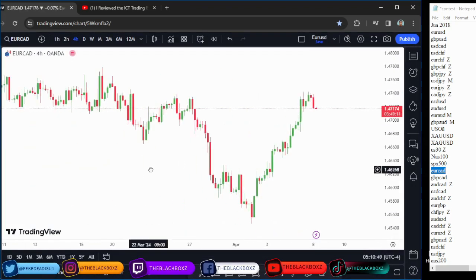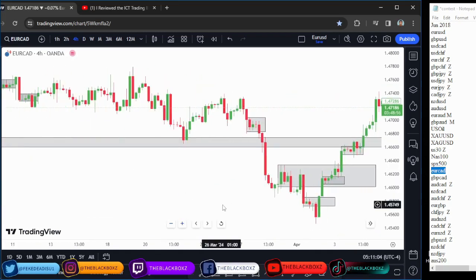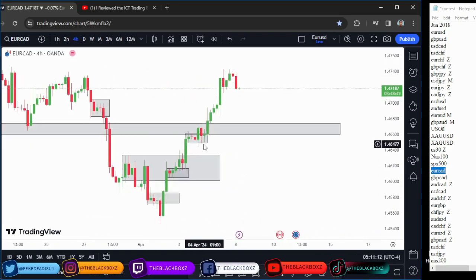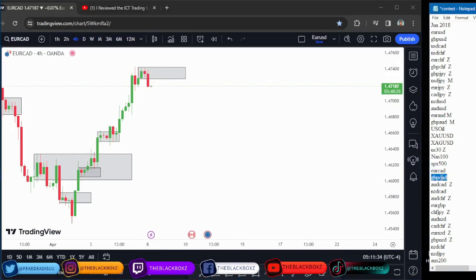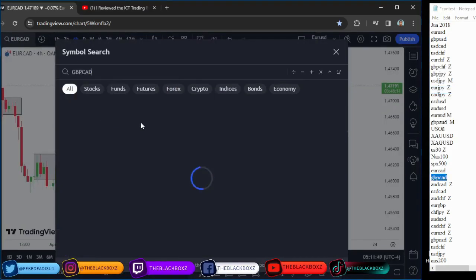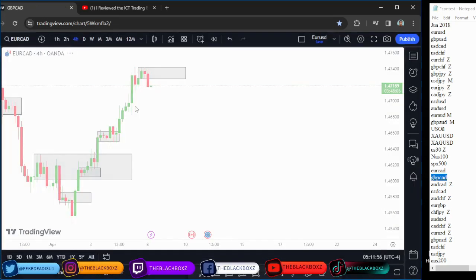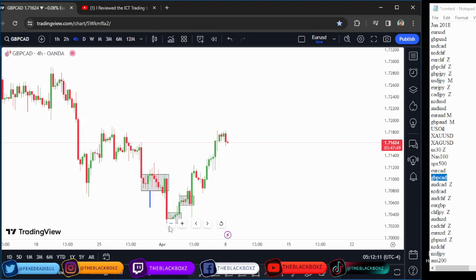This is Euro card. As you can see, we had a sell setup on the 2-hour time frame, but we are on the 4-hour time frame now. I'm showing you the setup on the 2-hour time frame. When you go to the lower time frame, there was a setup, there was a black box. Whenever you see 3 candles in a row, that is a black box.